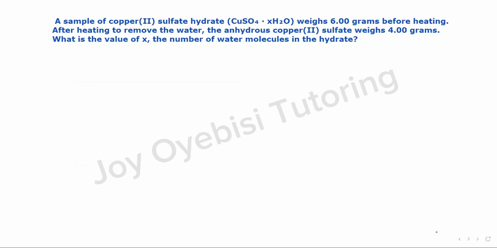The next question I have here says, a sample of copper 2 sulfate hydrate weighs 6 grams before heating. After heating to remove the water, the anhydrous copper 2 sulfate weighs 4 grams. What is the value of X, the number of water molecules in the hydrate? This is the X. The hydrate is CuSO4.XH2O. And the total mass is 6 grams.